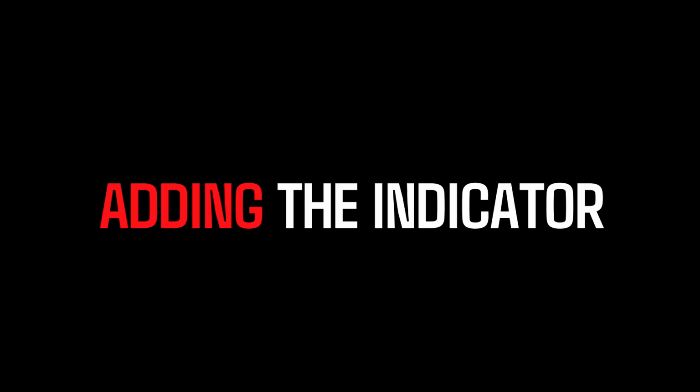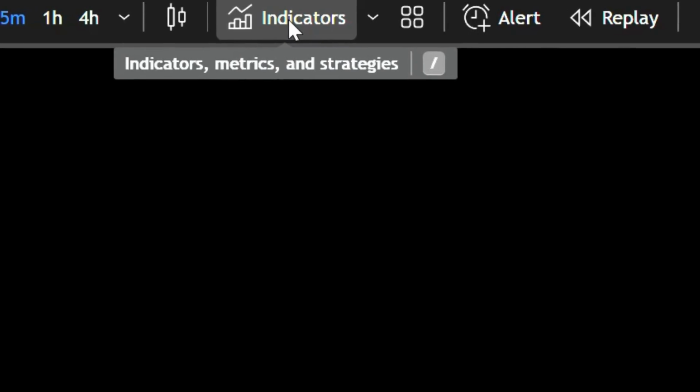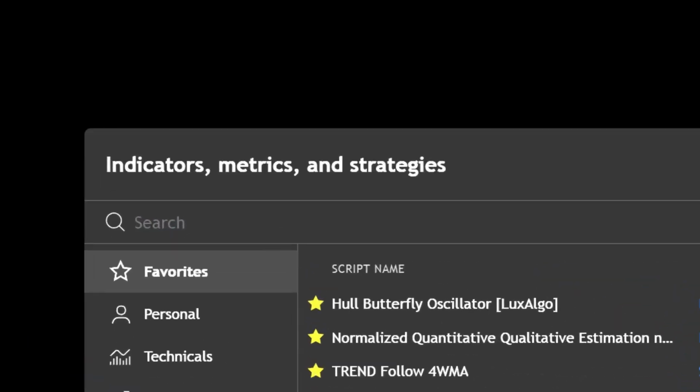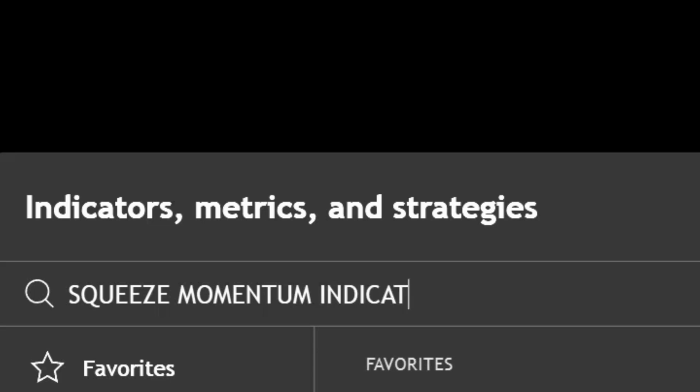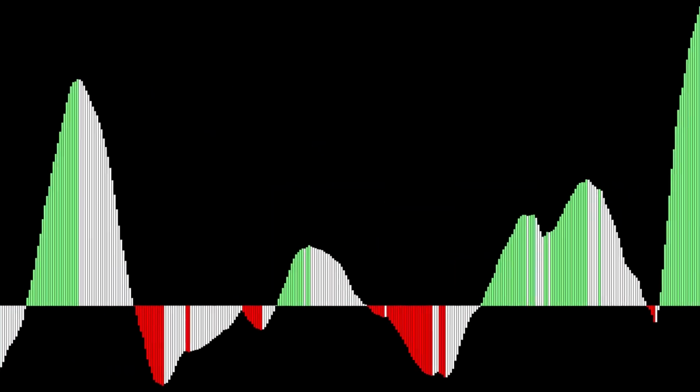Now, getting it on your chart is a piece of cake. Head back to the indicators button on TradingView, just like before. This time, in the search bar, type in squeeze momentum indicator. And make sure to grab the one by Lazy Bear. That's the one we're gonna use. Click it and boom, it's on your chart. We're about to show you how this thing works and how it tells you when a massive move is happening. Stick with me because this is where things get really interesting.